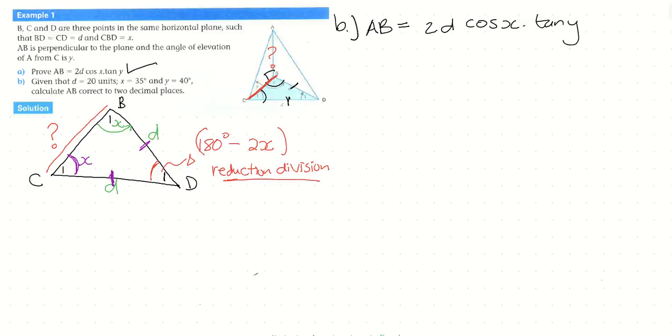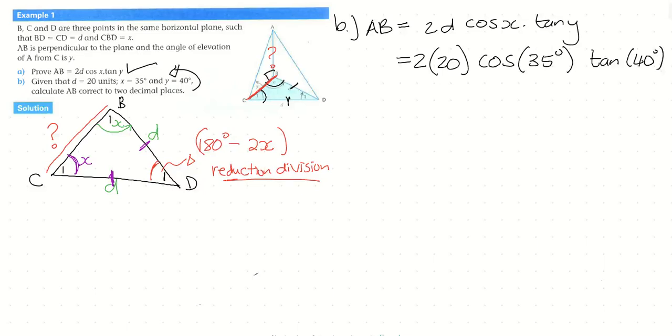We now know the sizes of these values, which means all we're going to do is substitute them into this formula that has been given to you. So this might take up 4 or 5 marks. This might only be 2 or 3 marks at a maximum. Don't lose those marks unnecessarily because you're not substituting in. So they told us that D is 20 units. Cos x, they told us x is 35 degrees. And y is 40 degrees.